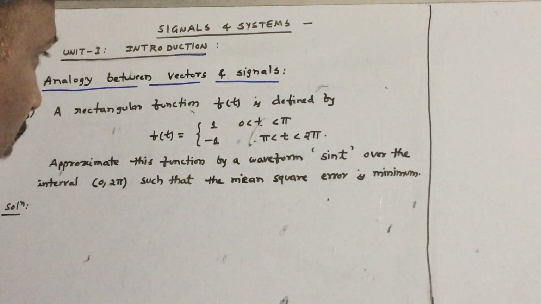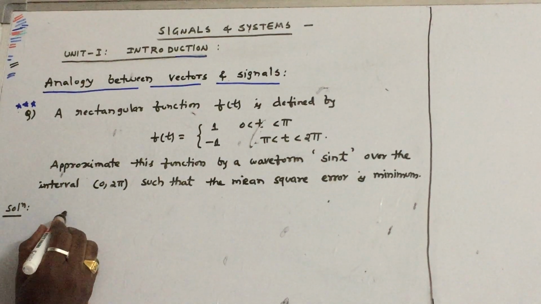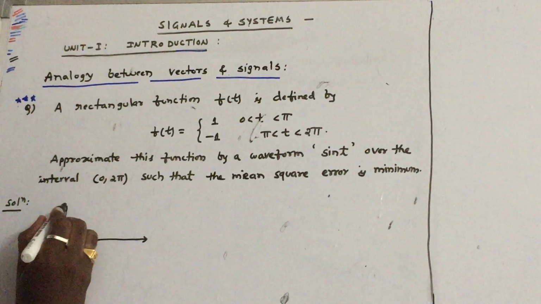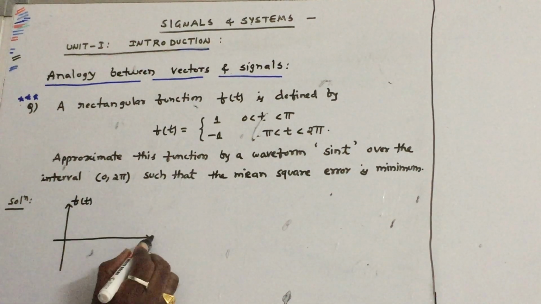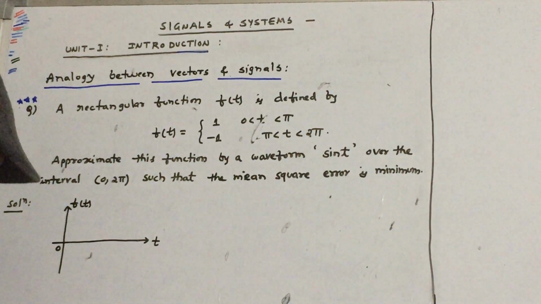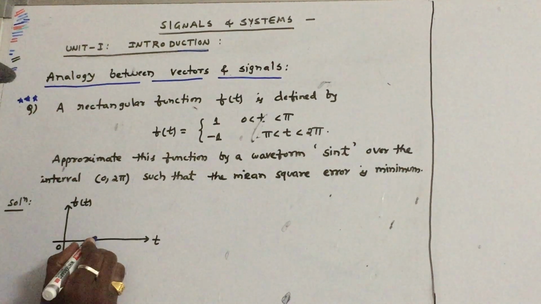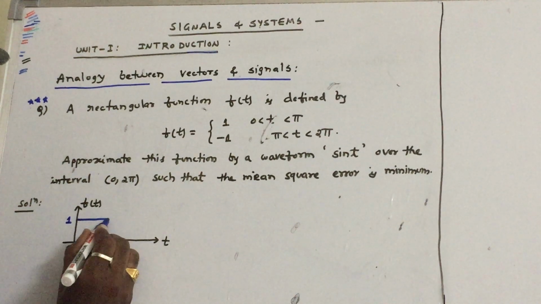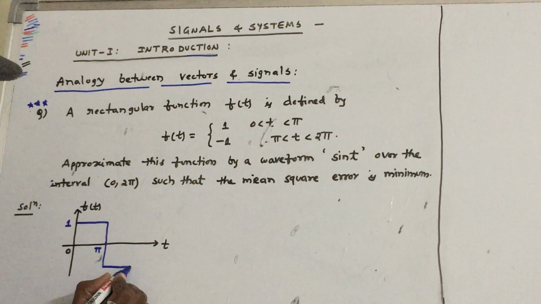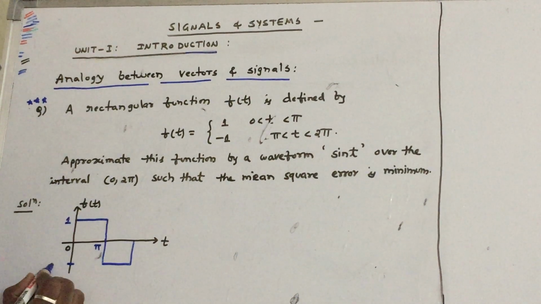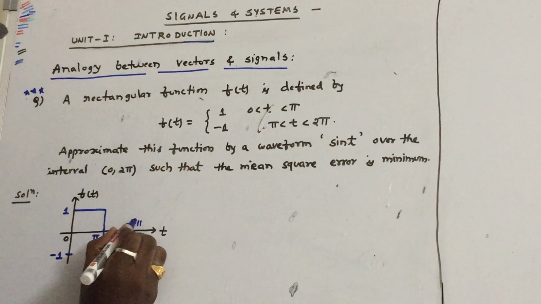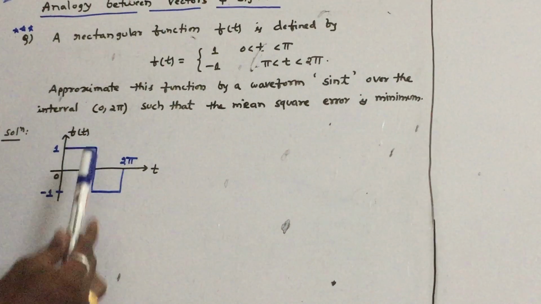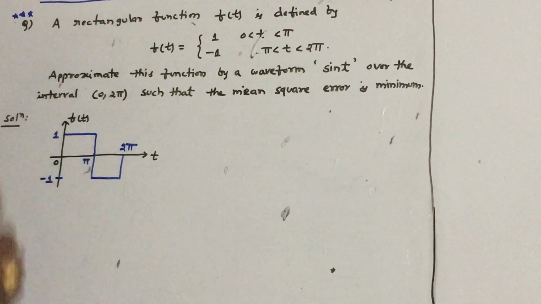It is a very simple question also. First let us draw the given function f of t. According to the given information, this is f of t versus t. During the interval 0 to pi, the signal has an amplitude of 1. During the interval pi to 2 pi, the signal has an amplitude of minus 1. So this is the given f of t. We want to approximate this signal with sin t in the interval 0 to 2 pi.